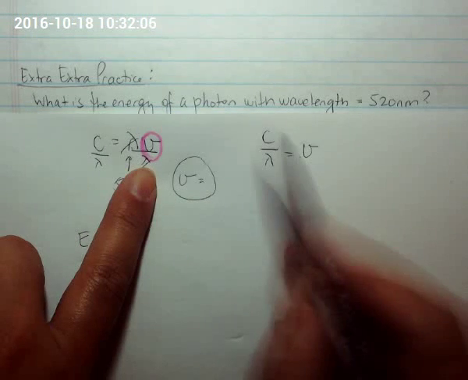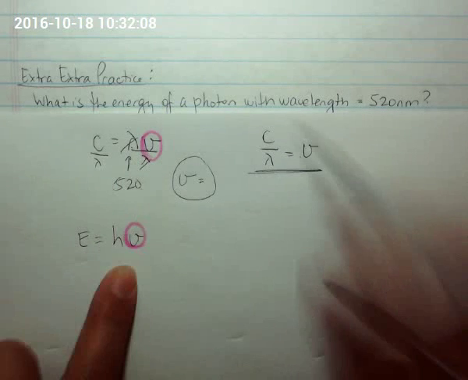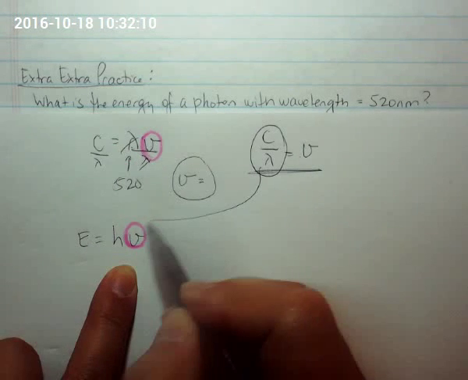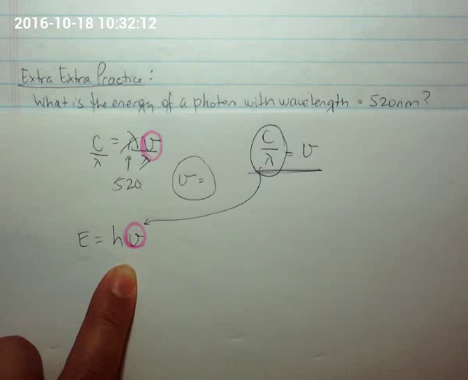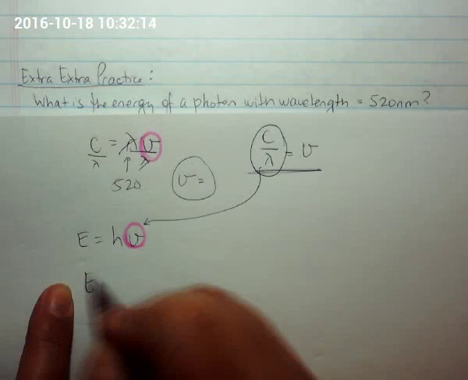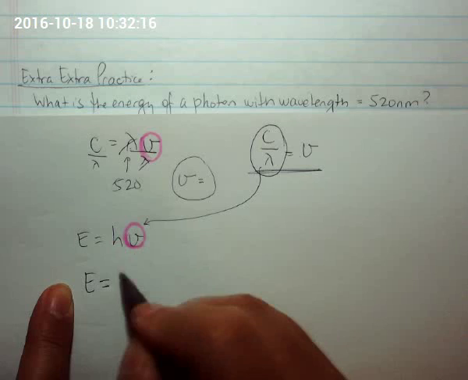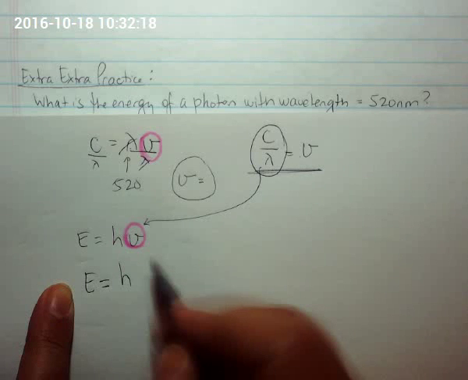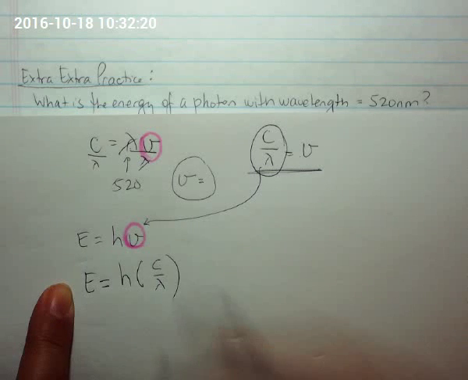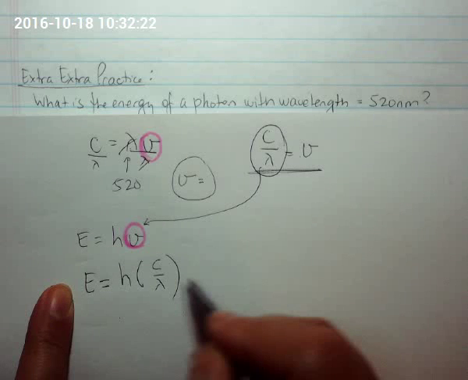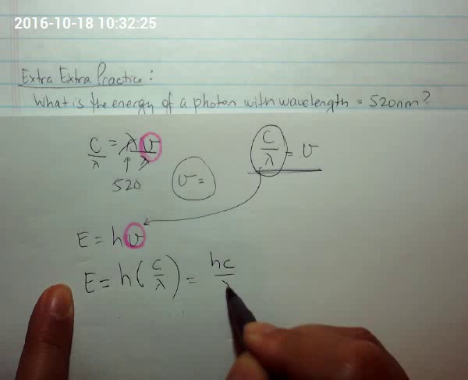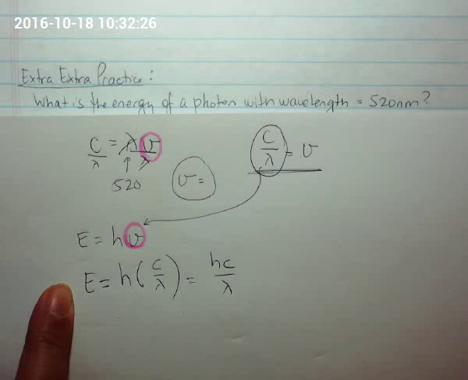All right. Now that I have this reorganized, couldn't I just take this and plug it in for nu there? So then E would be equal to h times c over lambda. And if you didn't want to write it with parentheses, couldn't you just write hc over lambda? So you can combine two equations together. Yeah, you can.